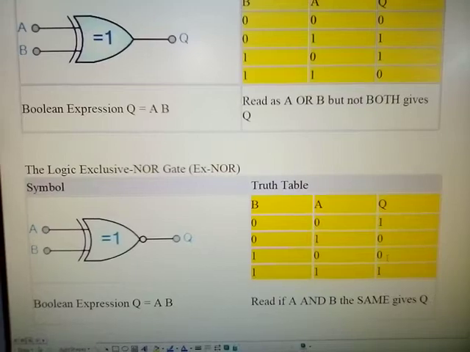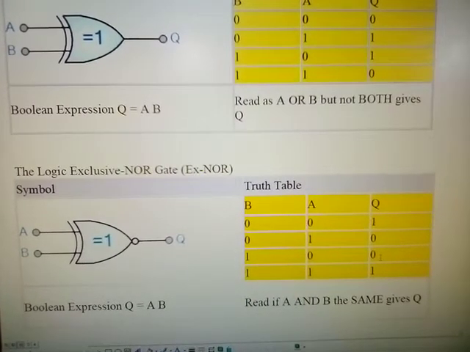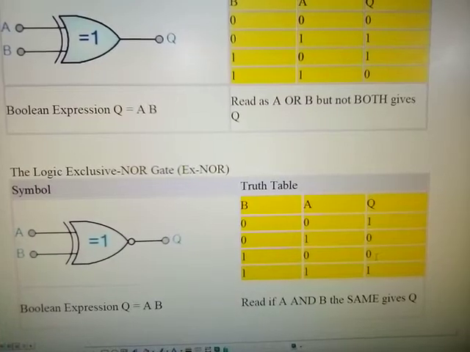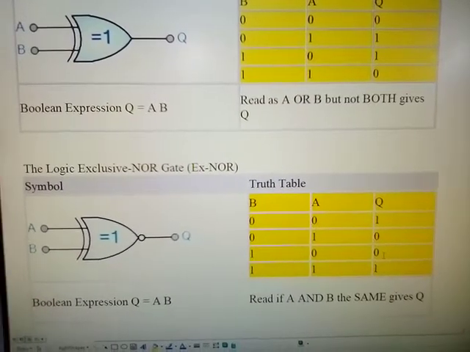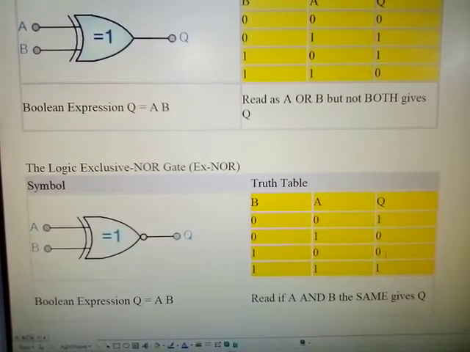Second, has there been any changes in regards to symbols? And third, for your own edification, learning what that means. Okay.